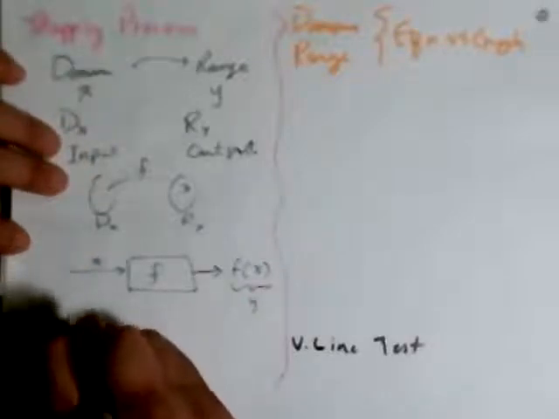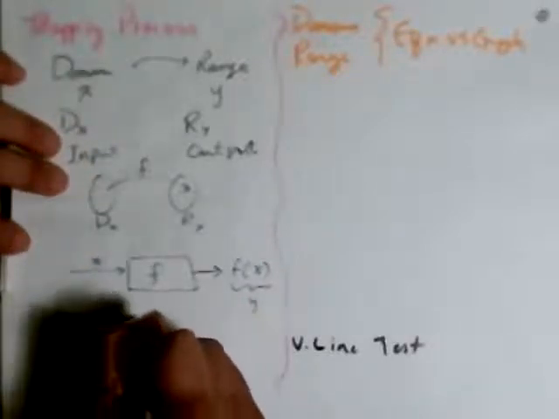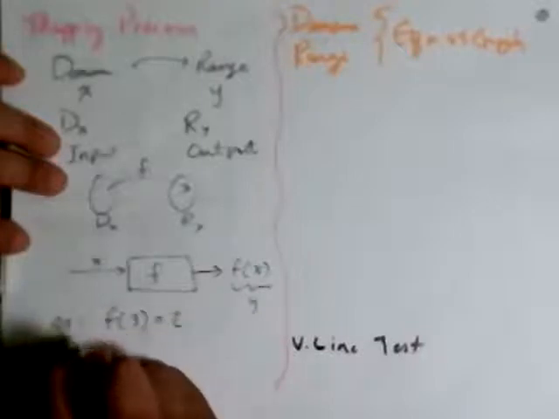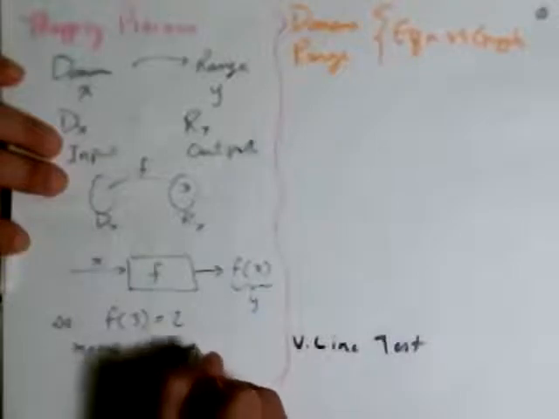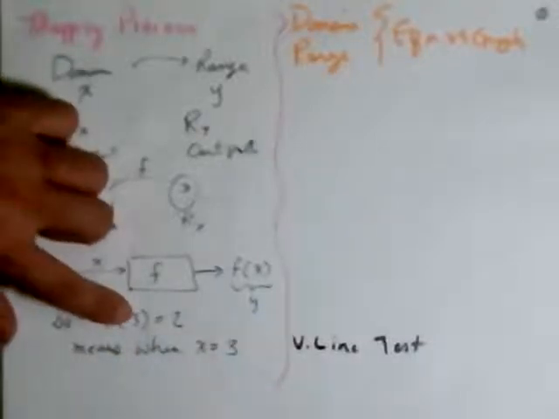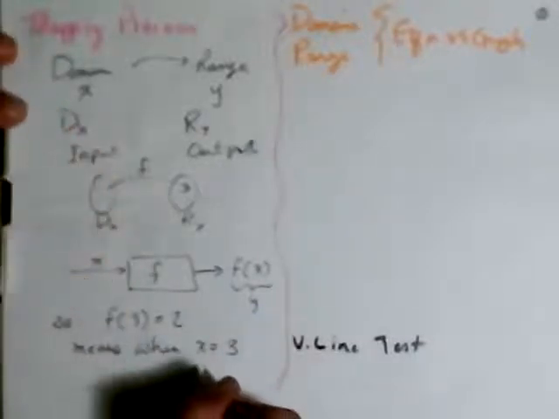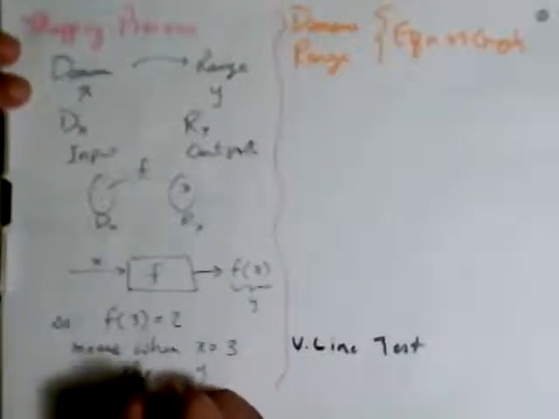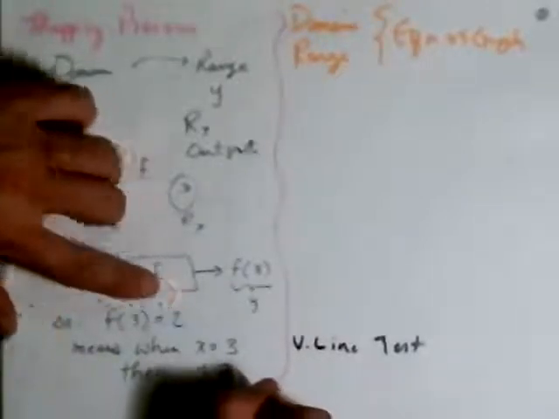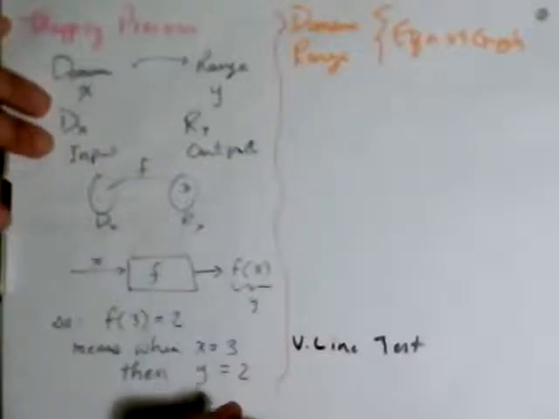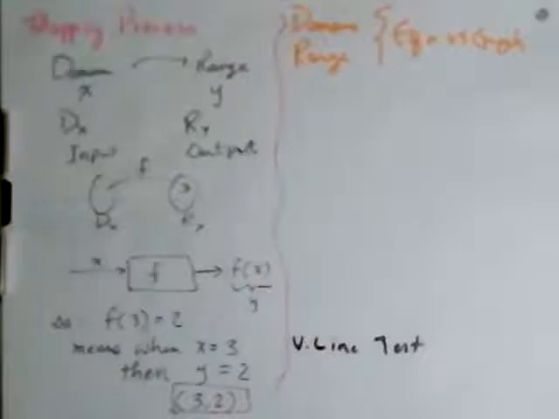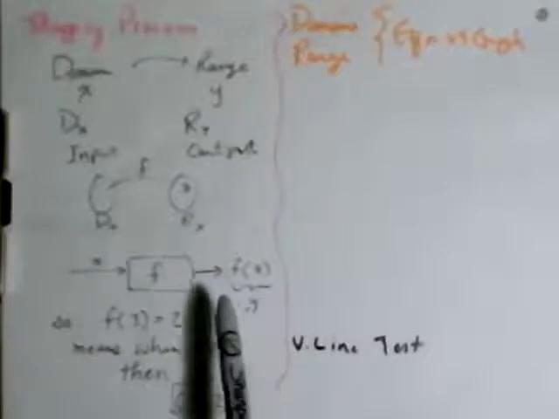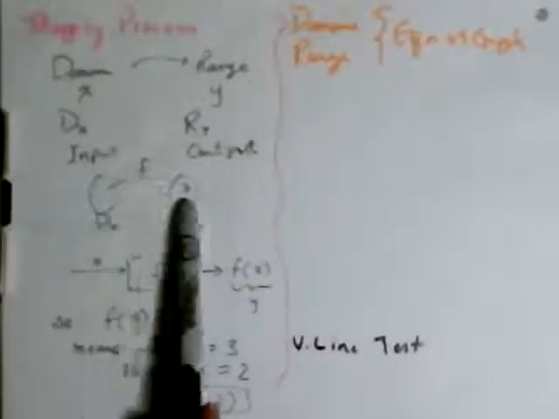So in other words, let's do a simple example. f of 3 equals 2 means what? It means when x equals 3, there's your x value right there, your y value has to equal 2. Or in the coordinate system, it's going to be (3, 2). Okay. So you can look at it many different ways: the domain and range, x and y, input and output, and the mapping process as well.